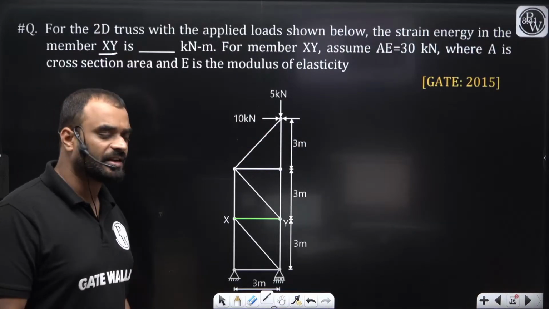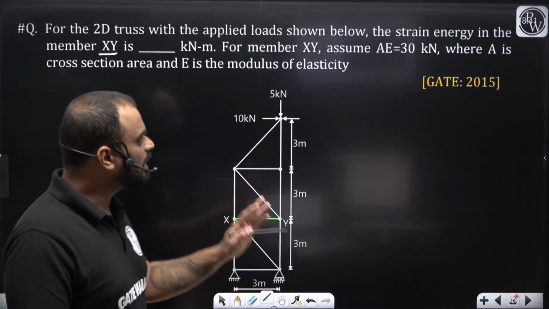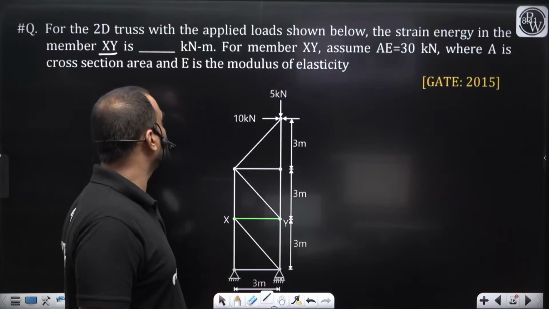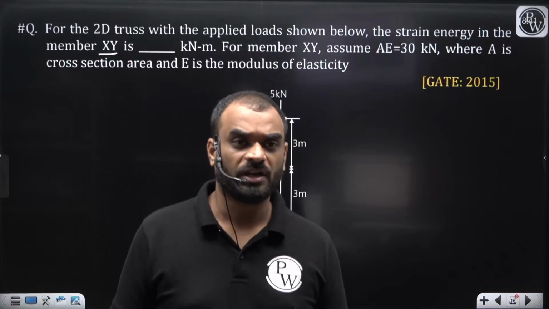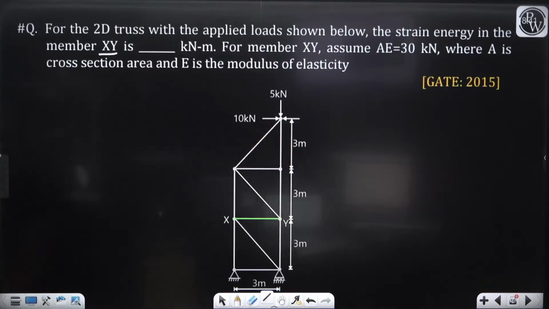If you understand the concept of the method of sections, you can get the answer quickly. And this is a NAT type question. I think this is a 2-mark problem which was asked in 2015. Okay, just do it, guys, and let me know the answer correctly. What will be the answer for this particular question? Do it, guys, quickly.